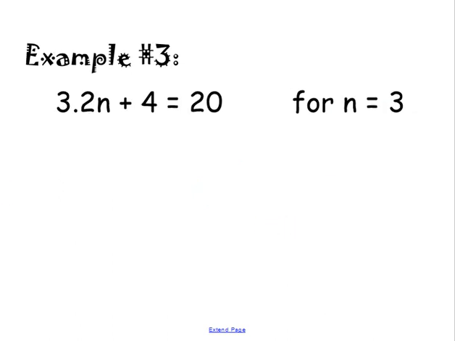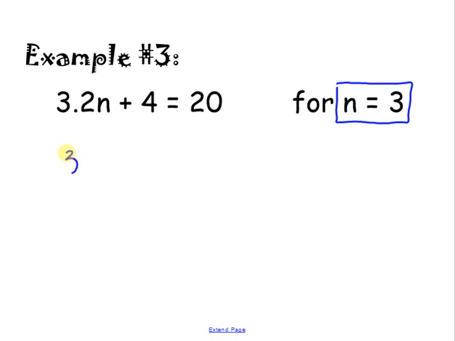Let's try another one. Example number 3. So we have some decimals here: 3.2n plus 4 equals 20. And in this case, n equals 3. So let's put it into the equation. The reason why we're calling these an equation instead of an expression is because equations you can solve all the way down to get a numerical answer, whereas with expressions, you always end up with some sort of variable in your answer. But with equations, you always end up with a number for your answer.